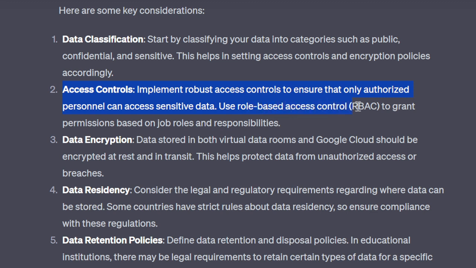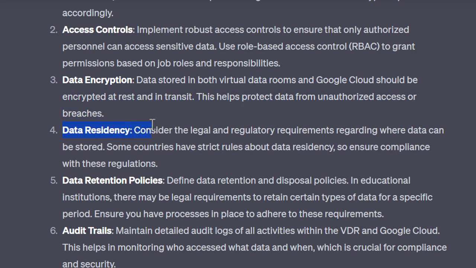Use role-based access control (RBAC) to grant permission based on job roles and responsibilities. Number three, data encryption. Data stored in both virtual data rooms and Google Cloud should be encrypted at rest and in transit. This helps protect data from unauthorized access or breaches.